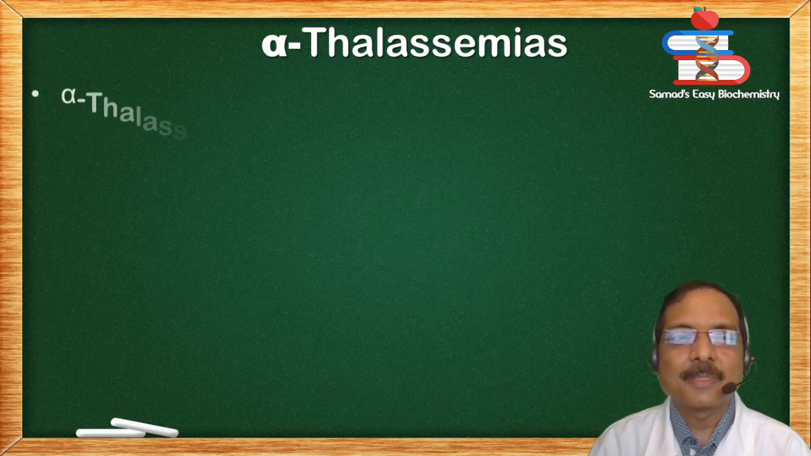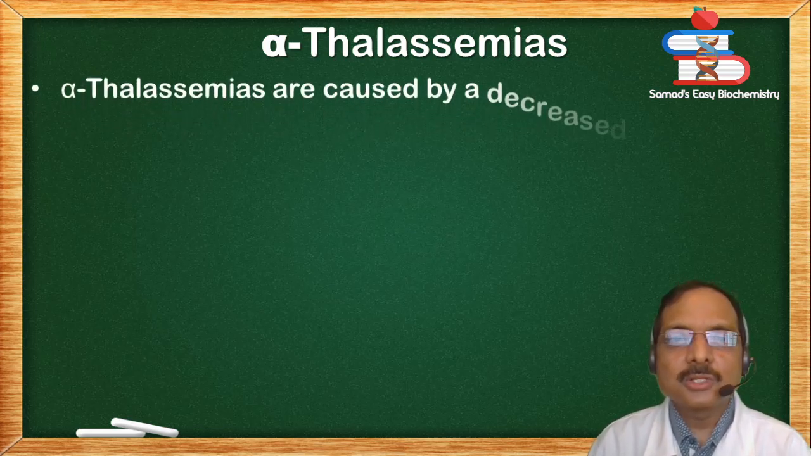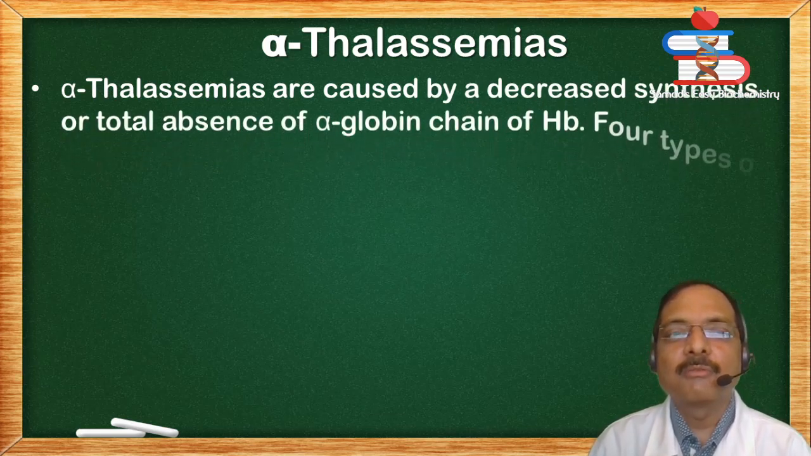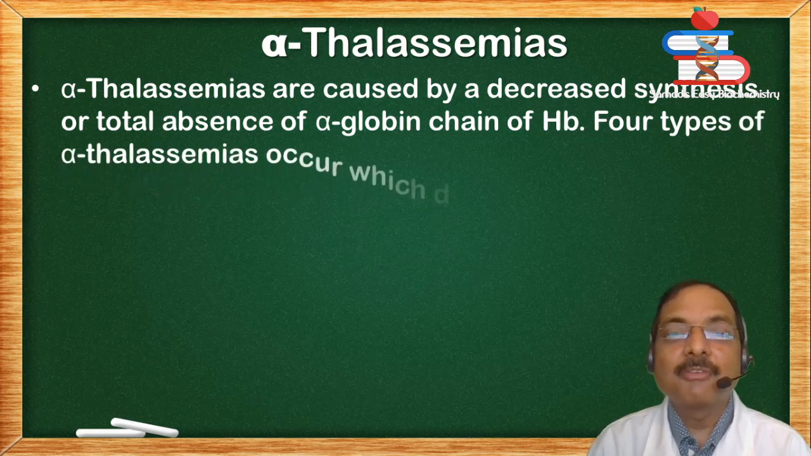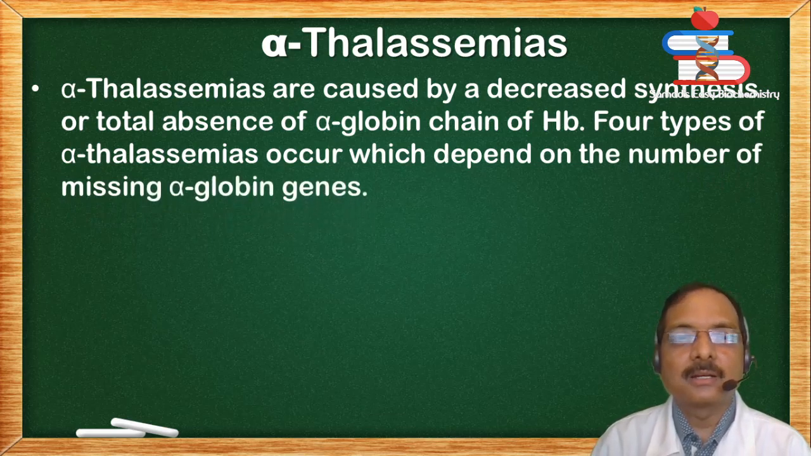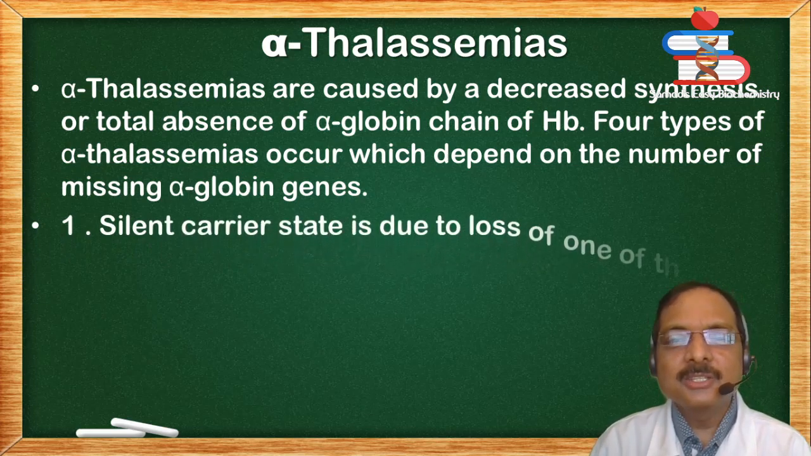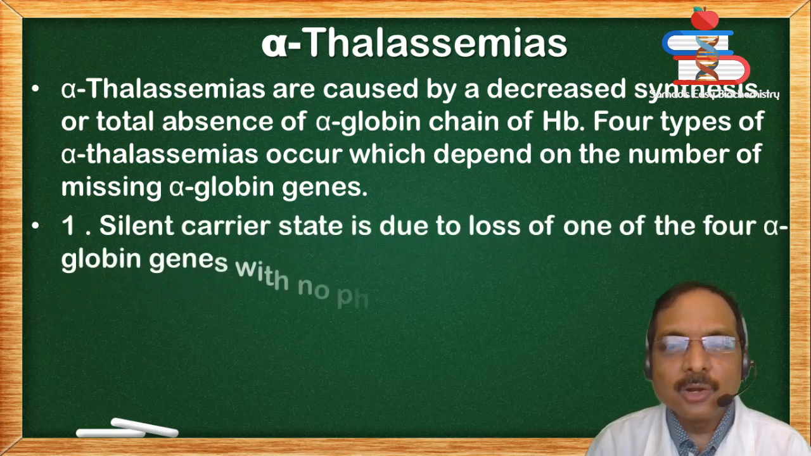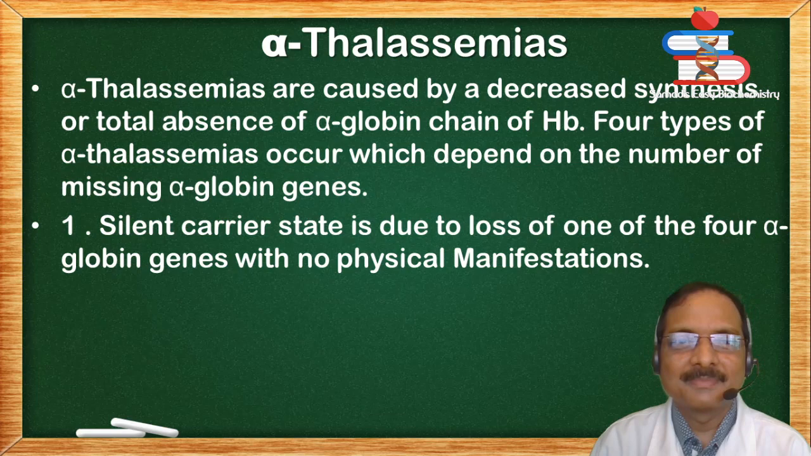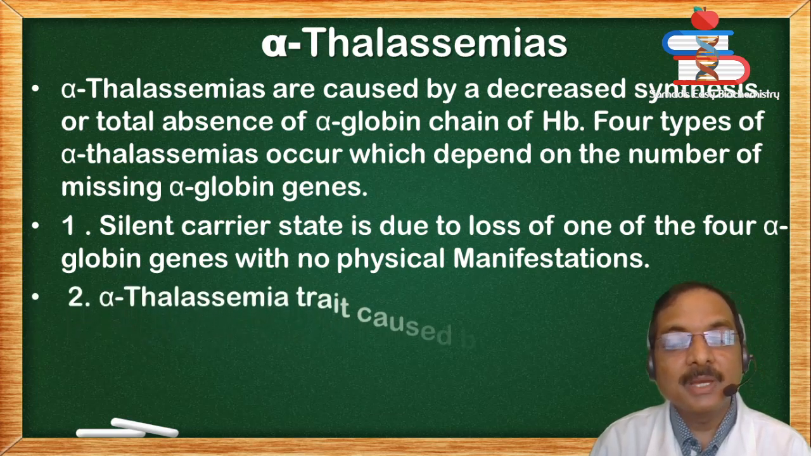Alpha-thalassemias. Alpha-thalassemias are caused by a decreased synthesis or total absence of alpha globin chains of Hb. 4 types of alpha-thalassemias occur, which depend on the number of missing alpha globin genes. First, silent carrier. This state is due to loss of one of the 4 alpha globin genes with no physical manifestations. Number 2, alpha-thalassemia trait.